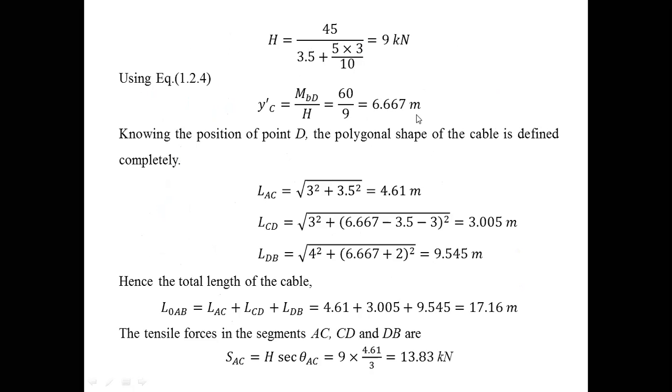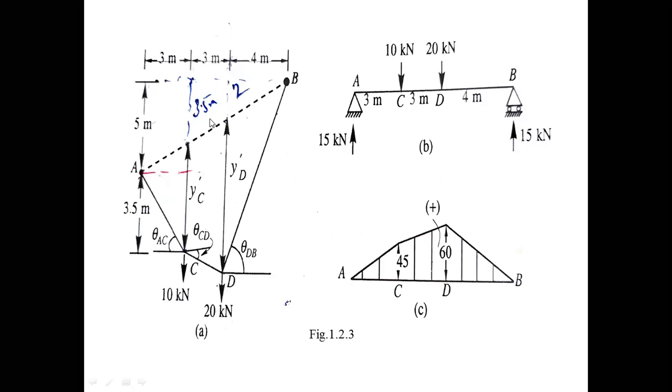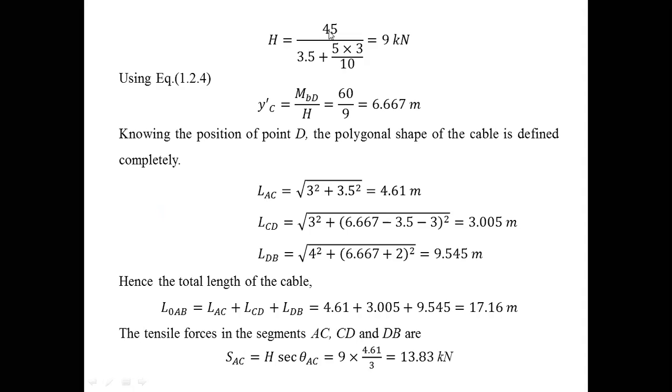So I want to find the y'_C. So 3.5 plus this amount, 5 by 10 into 3. So 3.5 plus 5 by 10 into 3 will give y'_C. You know the bending moment at C is 45. Let us give H is equal to M_B, 45, by y'_C, 3.5 plus 5 into 3 by 10. This horizontal reaction component is 9, right?